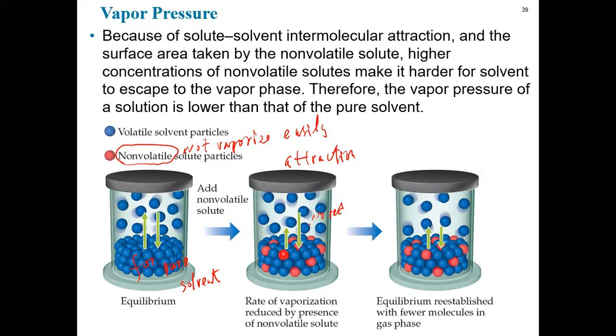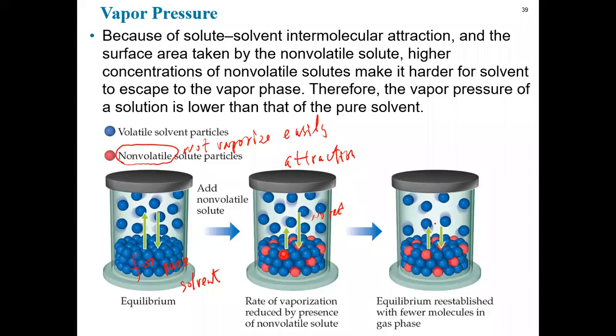Another reason is that the red exists everywhere, and some of those red are on the surface. The surface is kind of the window or the door for the blue to get out. When you block the door or the window, the blue have less chance to get out. Therefore, after you add in those non-volatile solutes, there are fewer blue particles in the gas. This is the reason for the vapor pressure lowering.